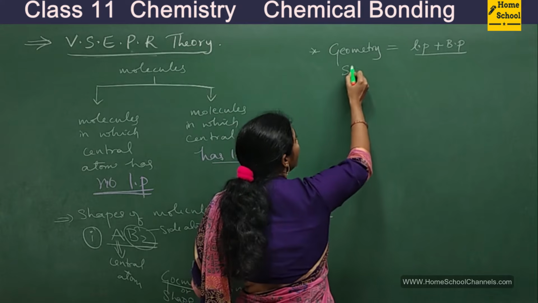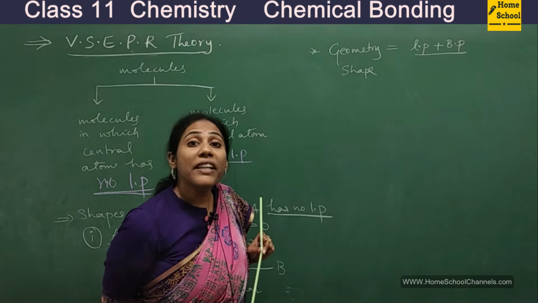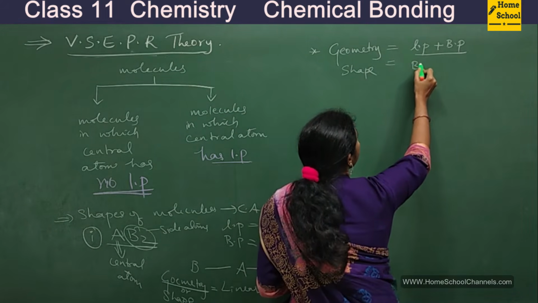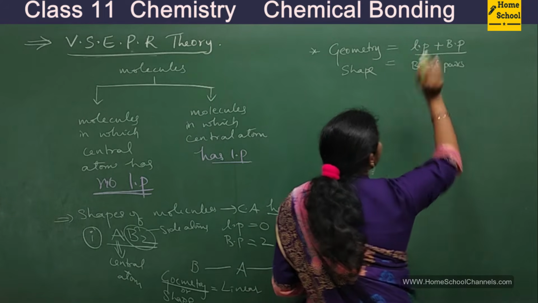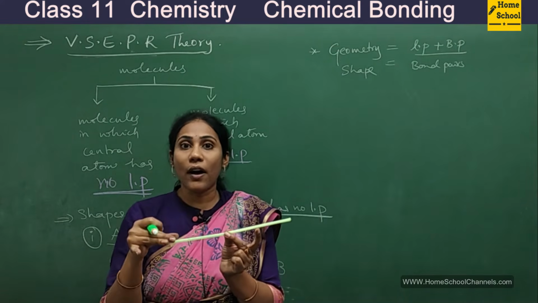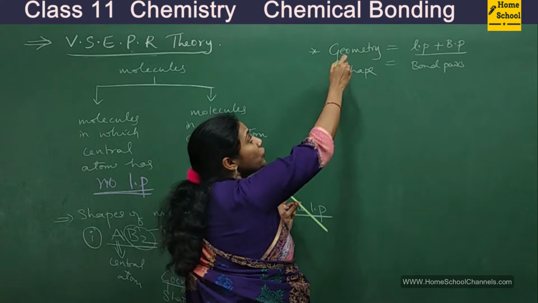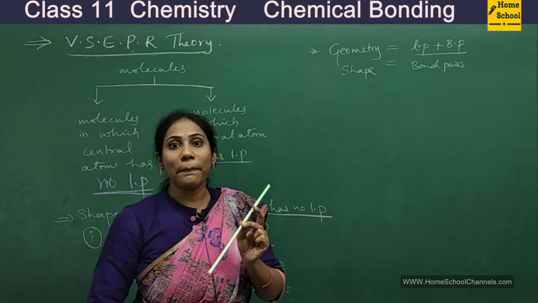And to talk about a shape, we only consider bond pairs. We don't consider lone pairs. We only look at the direction of bonds and we decide the shape of a molecule. Whereas to talk about the geometry, we should also consider the lone pairs.